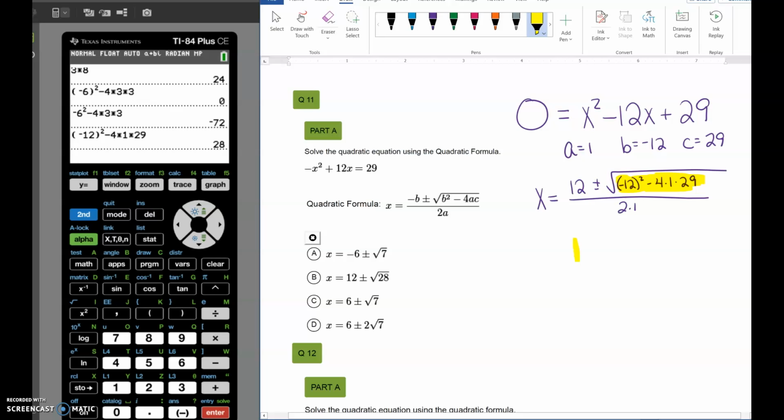So I have 12 plus or minus the square root of 28.